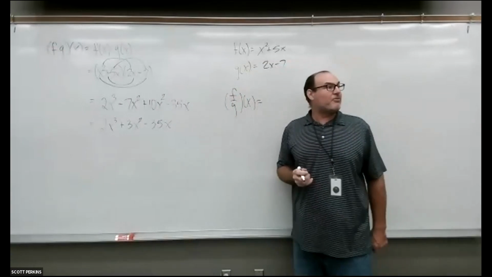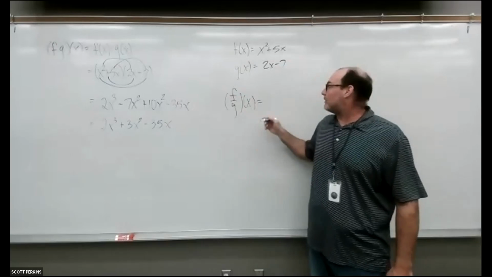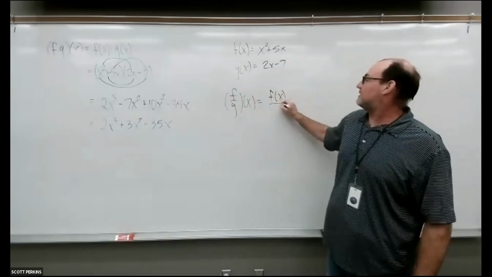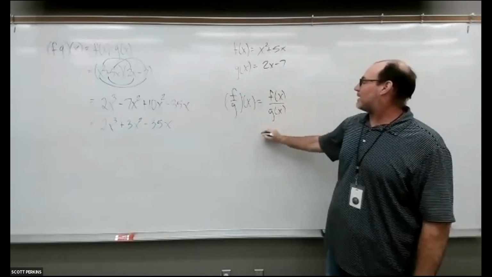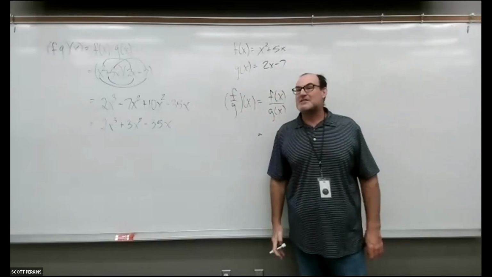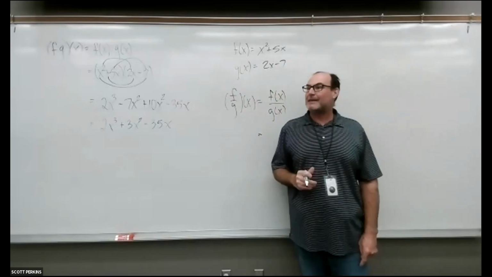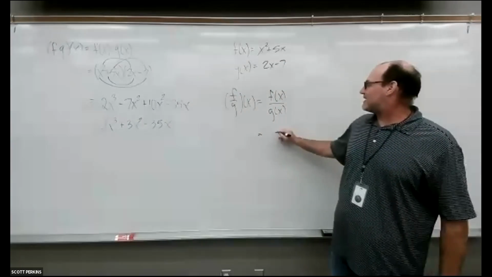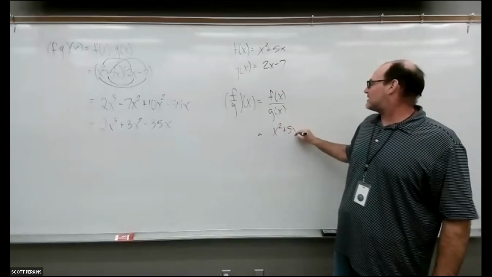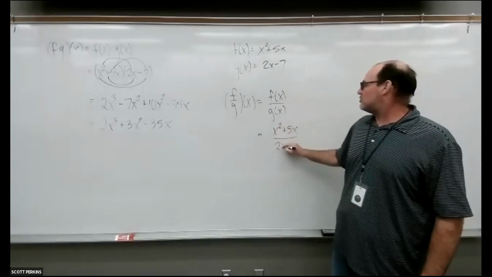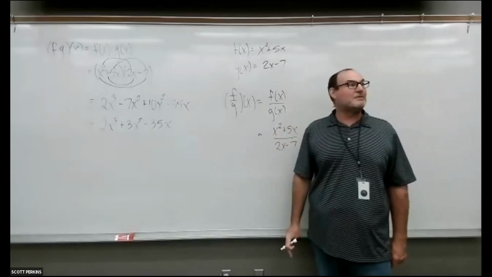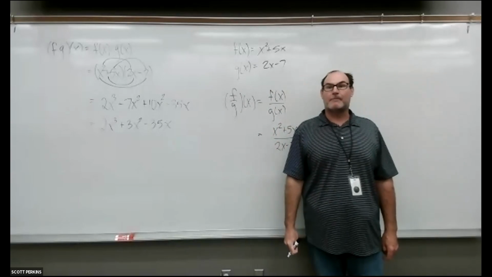Okay, so like we saw before when we were considering particular values, I'm just going to do f of x in the top, g of x in the bottom. Well, this is lovely. There's not a whole lot of work to do here. With the quotient function, your work is mainly going to be with the domain. f of x is x squared plus 5x. g of x is 2x minus 7. Voila, I'm done. Nothing else to do there.